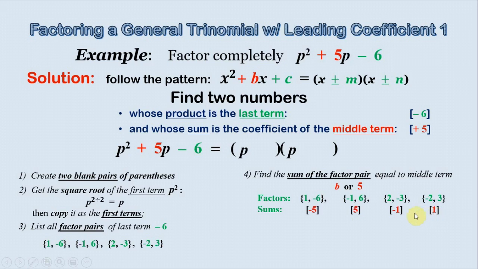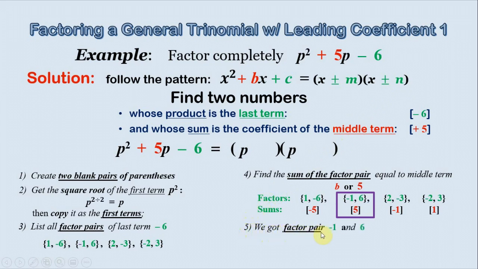We shall find that by adding factor pair -1 and 6, we shall get a sum of 5 equivalent to the middle term b. Therefore, these numbers will represent the two numbers m and n. That will lead us to the fifth step.